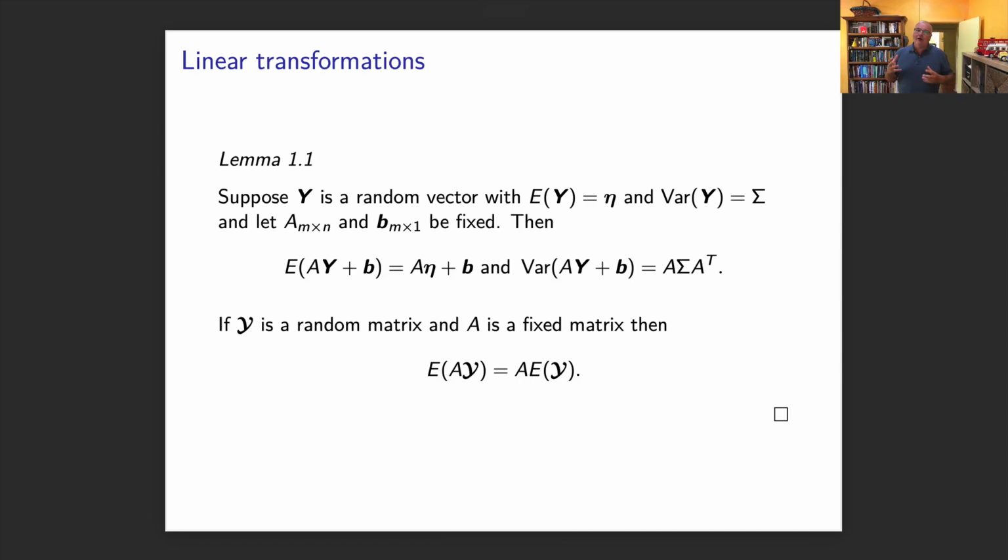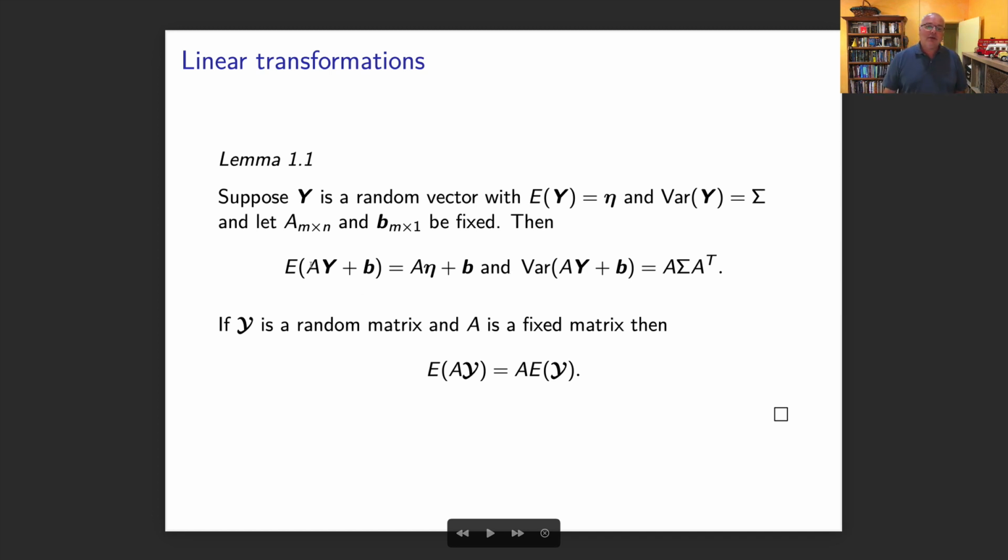Let's now take our linear transformations you've seen before. You saw them in probability and stats with me, you've seen them a couple of times, but now put them in the matrix form. So we've got a random variable y, so it's a random vector, so we'll assume it's like n long. And then we've got the expected value of this, which we denote by eta, and the variance we denote by sigma, so it's all set up.